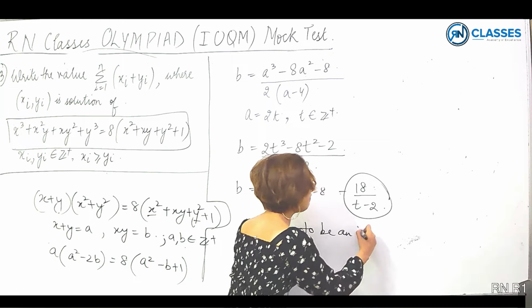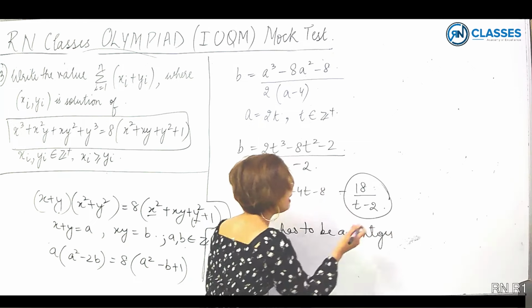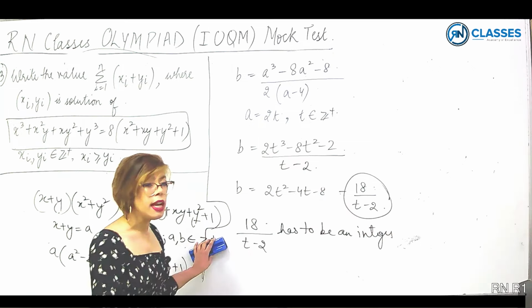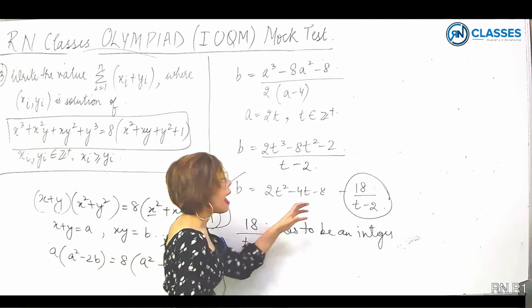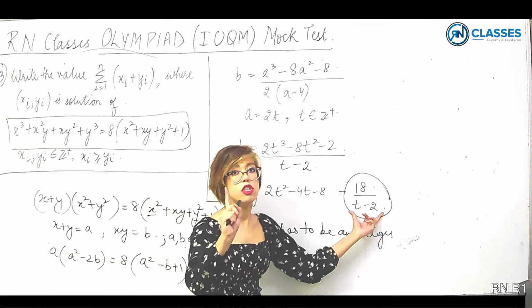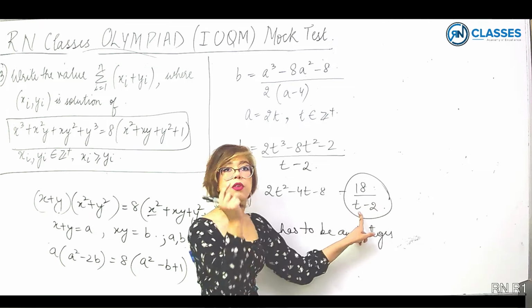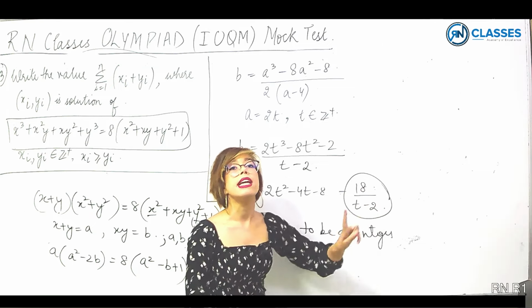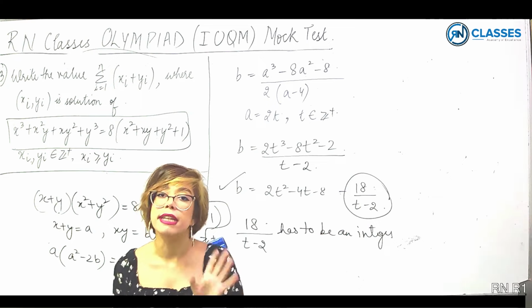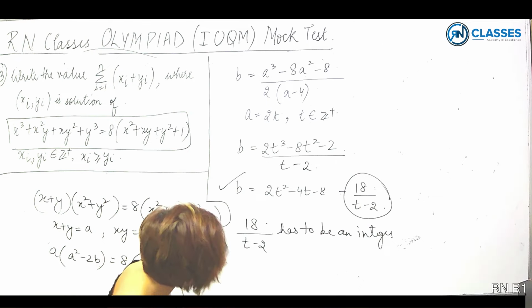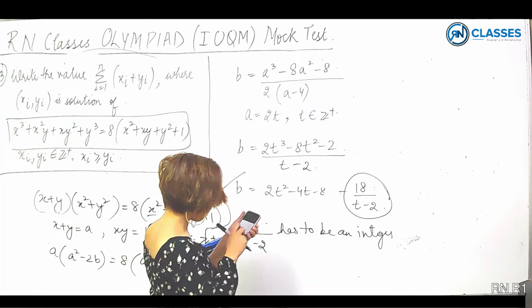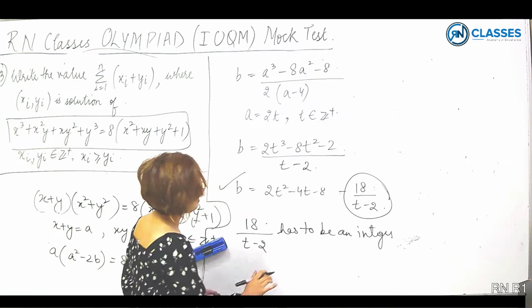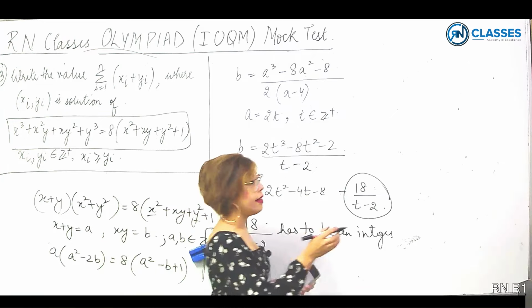And t is itself a positive integer. That means very few values of t will come. Right? Because I have written b in a form like this, where I have just one variable, and that too in the denominator. That means I can ascertain the possible values of t. Right? So I have written the possible values. Let's see. Okay. Obviously t is positive, so we will start t from 1.